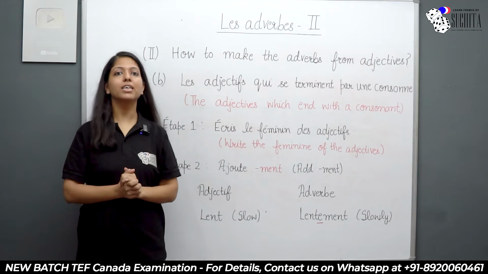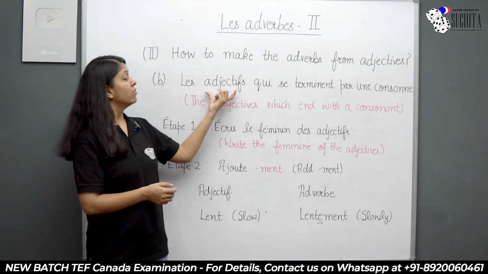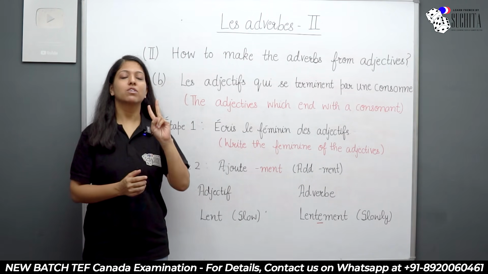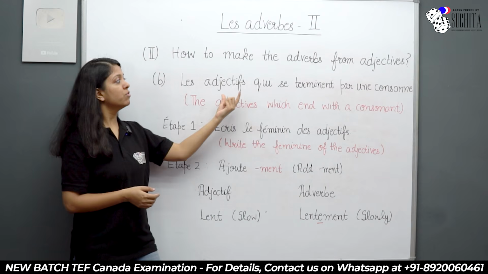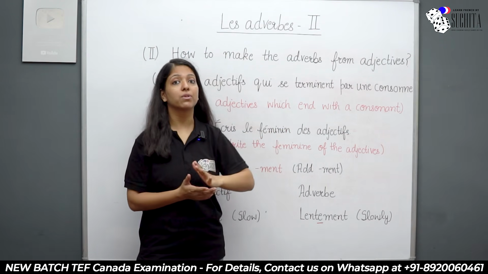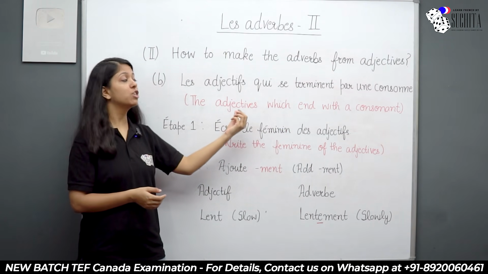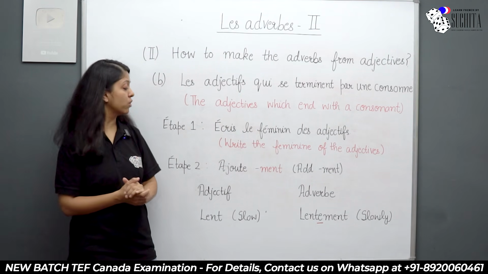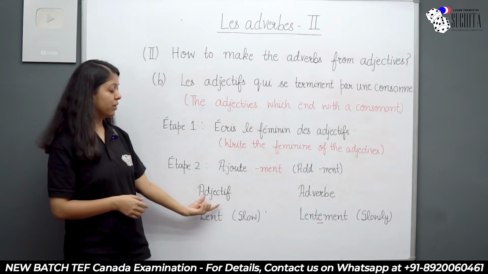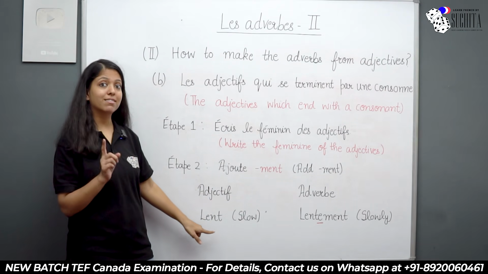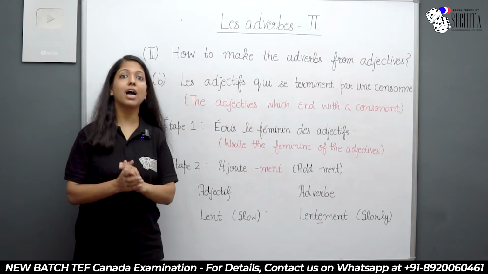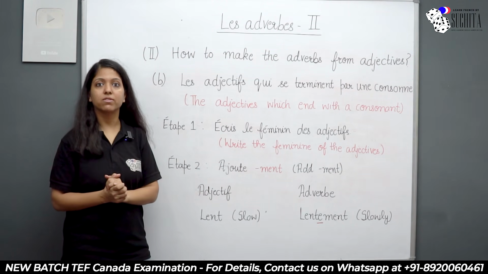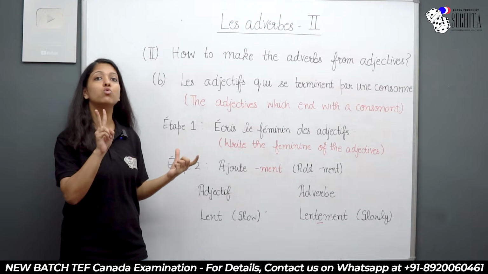Now let's look at the second type of adverbs, wherein we are learning how to form the adverbs from the adjectives. So the second type is les adjectifs qui se terminent par une consonne, which means the adjectives which end with a consonant. Les adjectifs qui se terminent par une consonne. Now if you look here, the adjective is ending with T, and that's a consonant. So what has to be done? How do you form the adverbs in the case where the adjective is ending with a consonant? There are two steps to it.